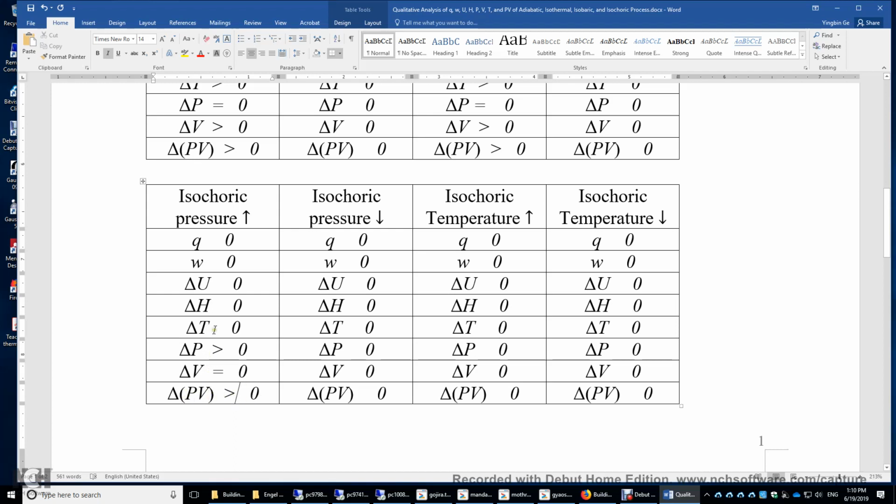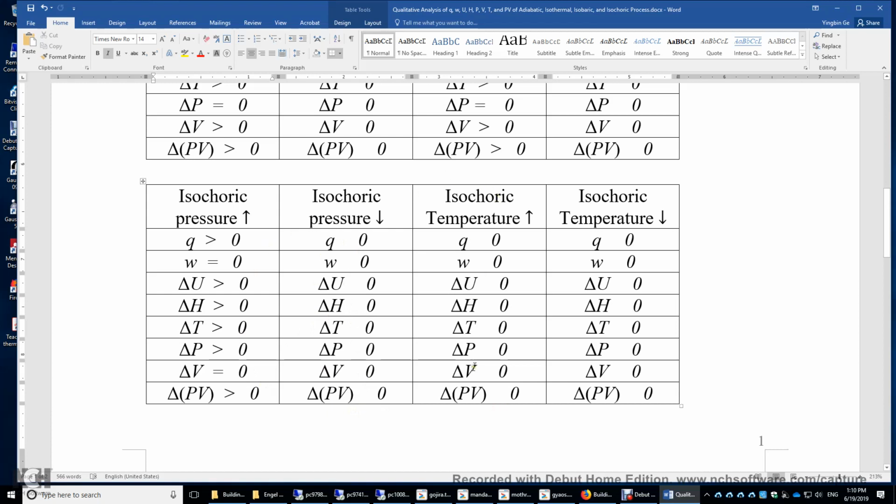And if delta PV increases, again, we analyzed this before. U, H, T, and PV must change in the same direction. So we can quickly just put this greater than sign for delta T, delta H, and delta U. And because delta V is 0, there's no expansion or compression, work must be 0. And delta U equals Q plus W. If delta U is positive, then Q must be positive because in this isochoric process, W is 0, delta U equals Q. So same thing here, the second column is simply the opposite of the first column.